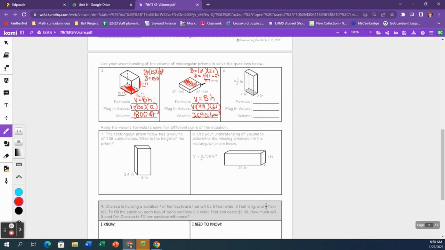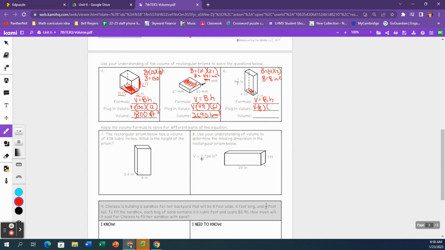millimeters cubed. In this problem, it's telling us what our base is. See, it has it shaded. So we know our base equals 4 times 2. So our base equals 8 inches squared. Volume equals big B times height.